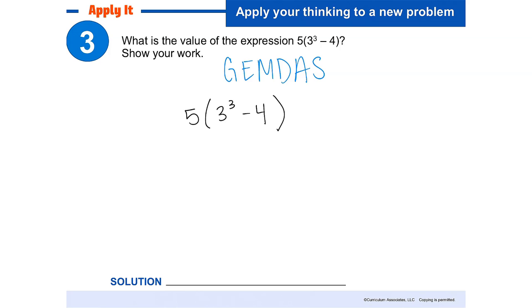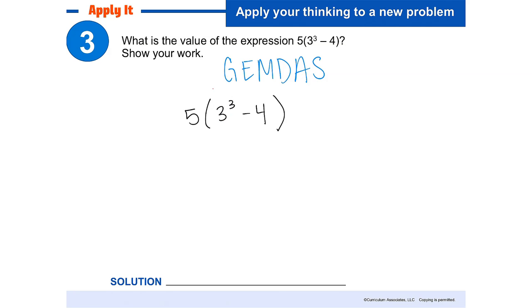Okay. First things first, let's look at our groups. So I have a group here, and I see there's some stuff happening in here. So inside my groupings, I need to follow the order of operations first. So I can't do 3 minus 4 because order of operations, subtraction's all the way at the end here. So I do need to take care of this exponent. See how exponent comes first? So I'm going to take care of that exponent first.